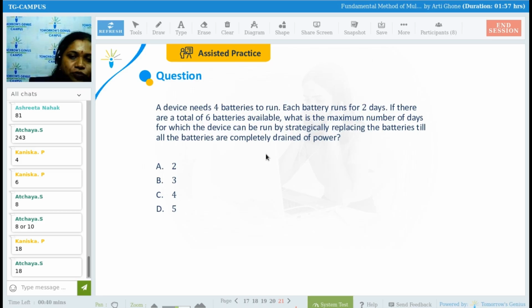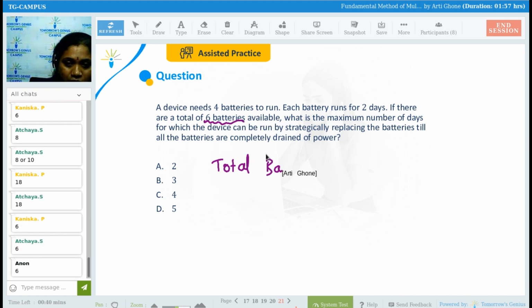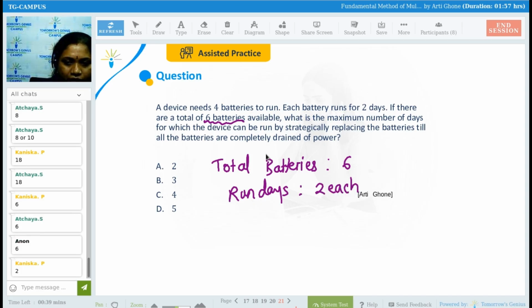First thing, how many total batteries do we have? How many total batteries do we have? See how simple the question is, but you are getting confused. I am damn sure about that. Total batteries are 6. Okay. Running days, how many? 2 each, right? So how many total battery running days?